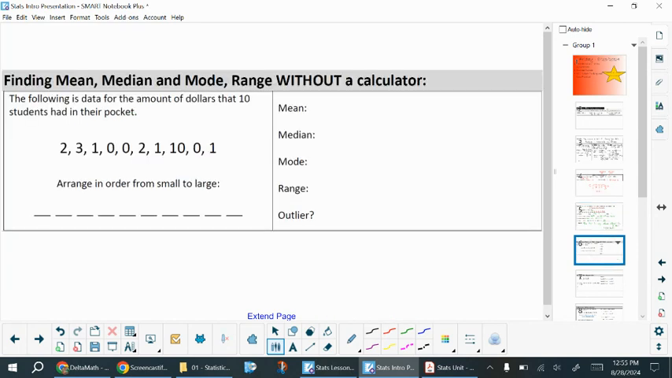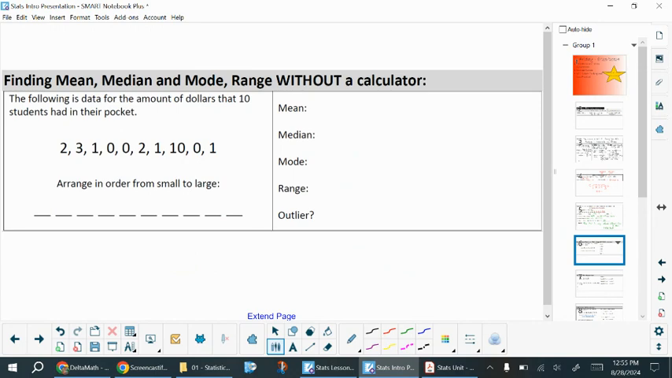Okay, on this example right here, what I want you to do is try these out on your own without a calculator if you can, using some mental math when you've got to find the mean. Pause the video and restart it again once you've answered those questions. Okay, so hopefully you've had a chance to answer those questions.